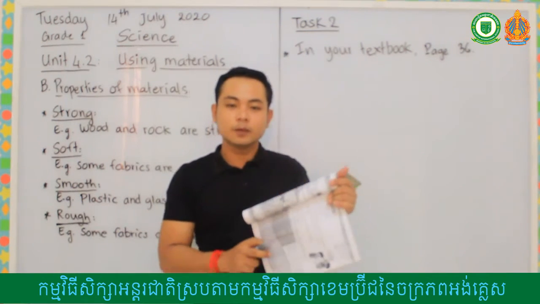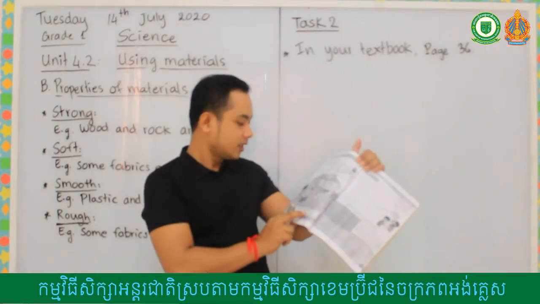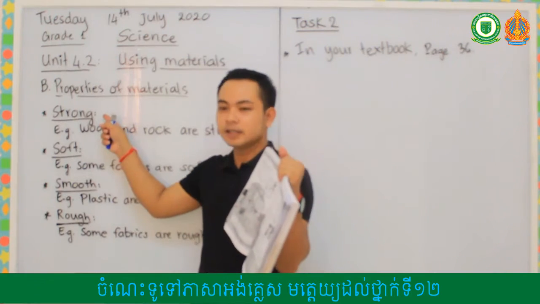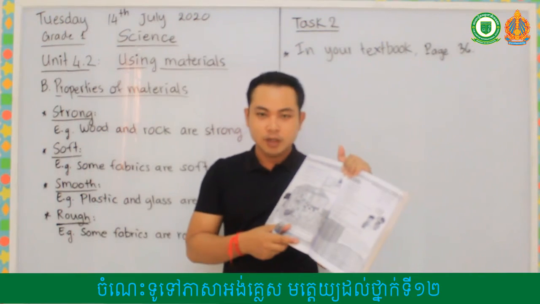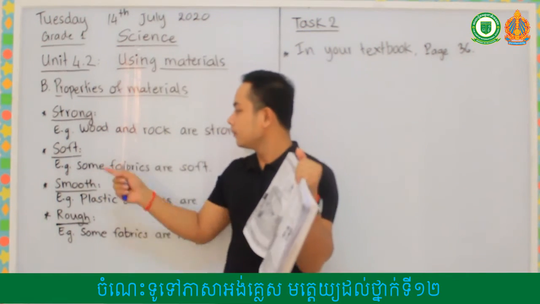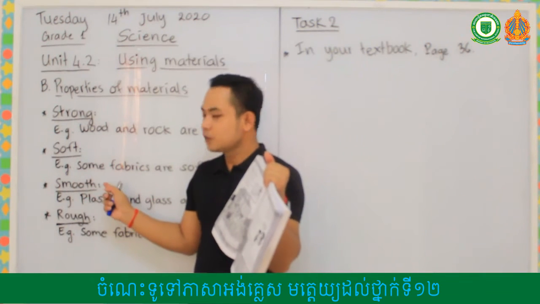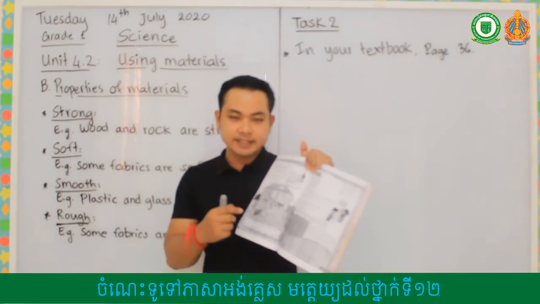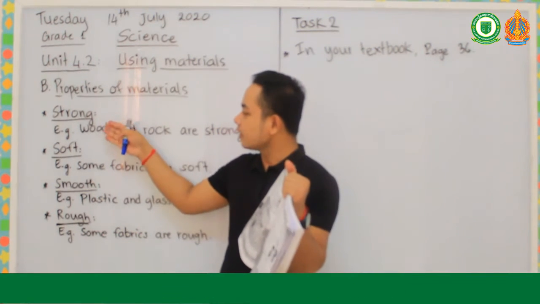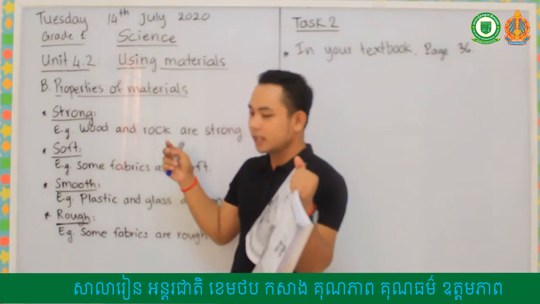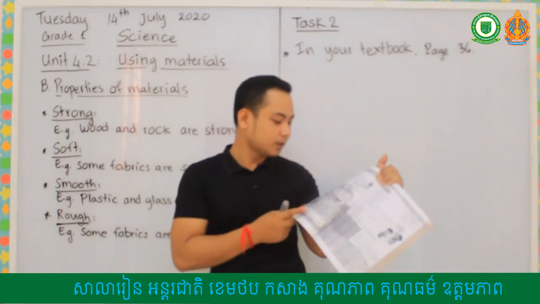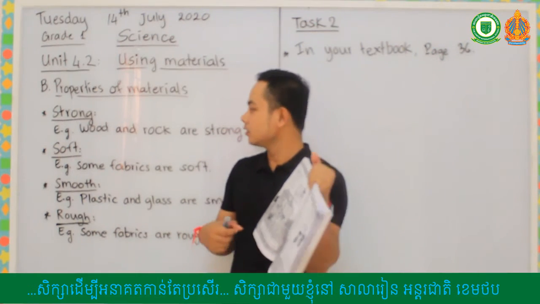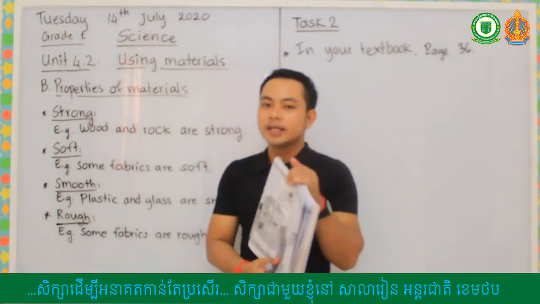Okay, so what you are going to do here is, I want you to find the materials that are strong. Can you list them down in your notebook? Find the materials that are strong, soft, smooth, and rough. You can list down at least three for each of these properties. For example, our chair, table, and our window, you can say they are strong.